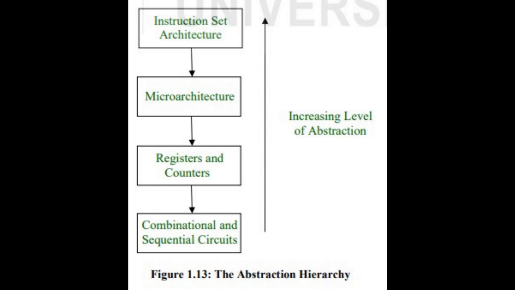The following diagram shows the hierarchy of abstraction of architecture. Figure 1.13, the abstraction hierarchy. Look at the screen. The microarchitectural standard is placed just below the ISA standard and therefore deals with the implementation of computer-based core functions as suggested by ISA.